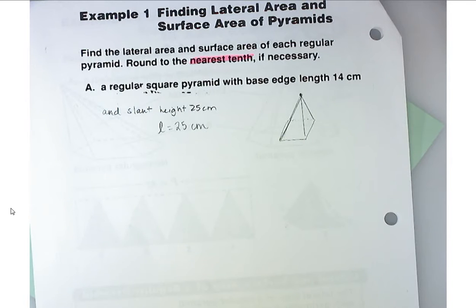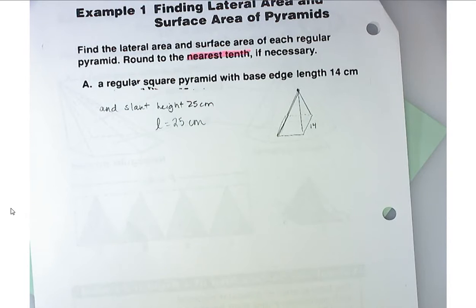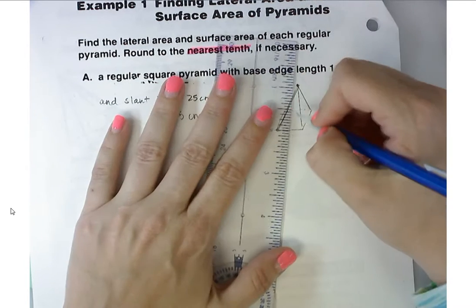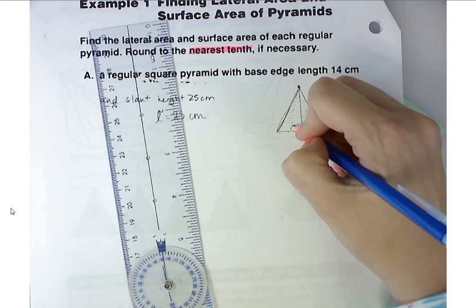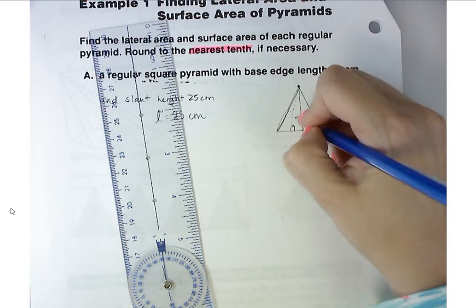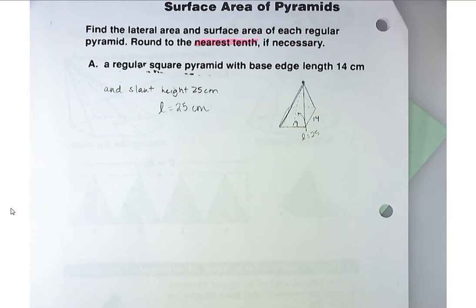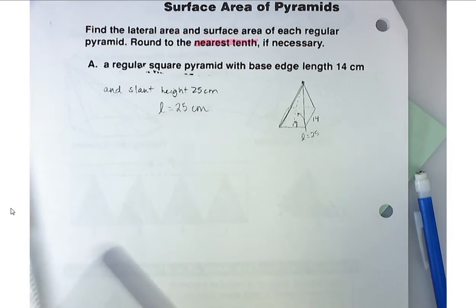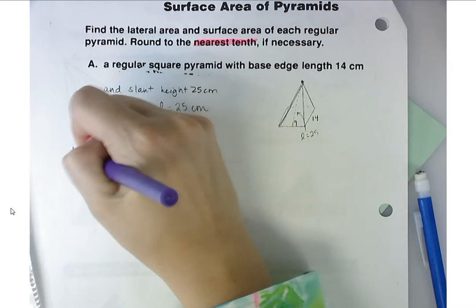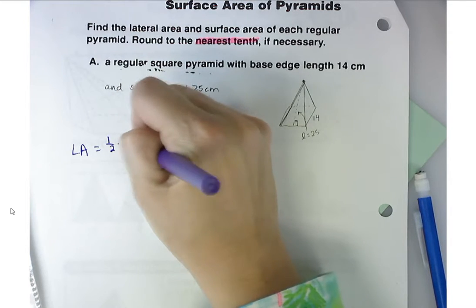Okay, so then here's my pyramid, and then 14 is going to be my edge length. Now if I wanted to draw in what my slant height is, your slant height is going to form a right angle, and that would be 25. Alright, so now I'm going to use my equation. So the lateral area equals half times the perimeter times the slant height.